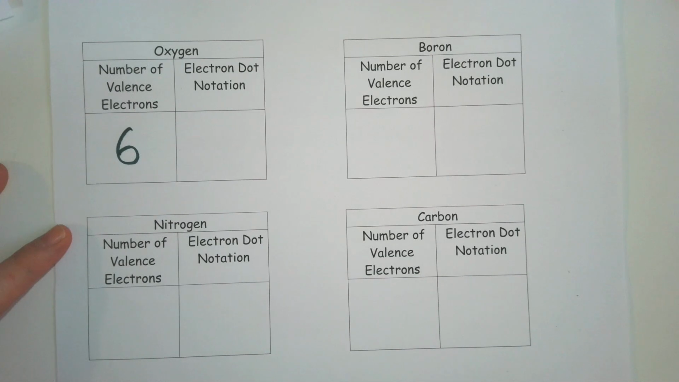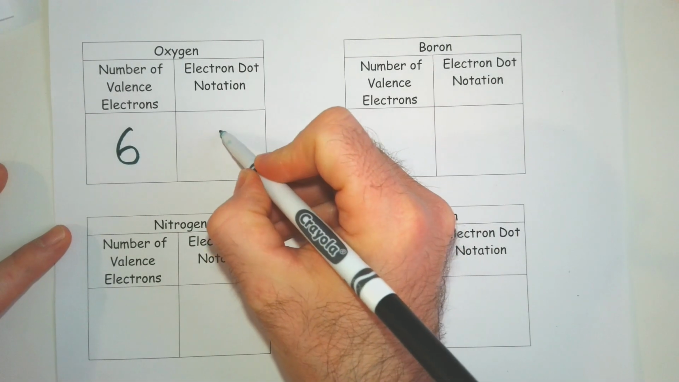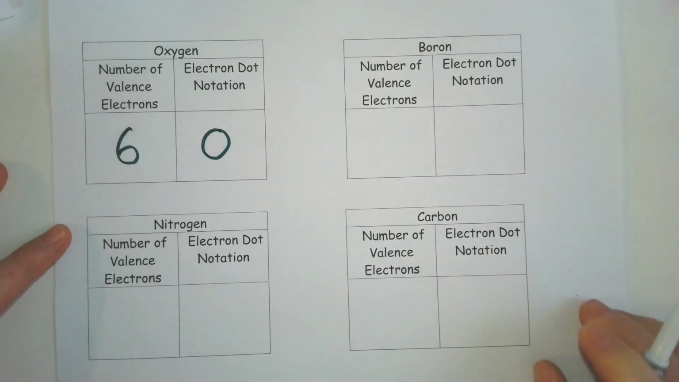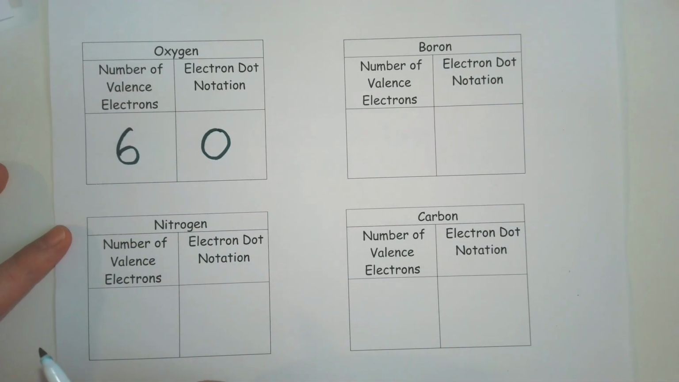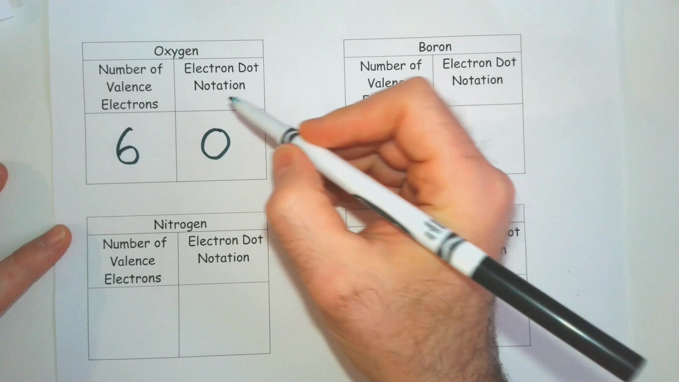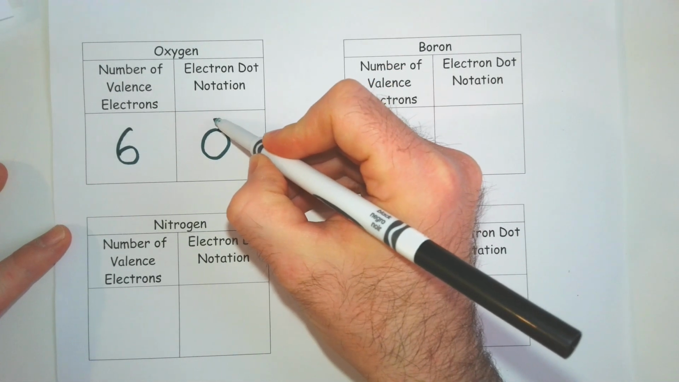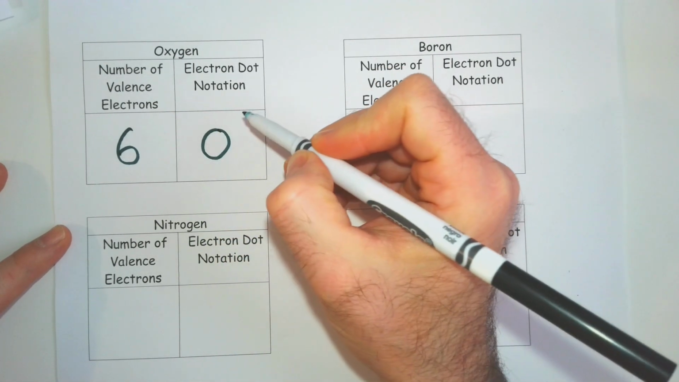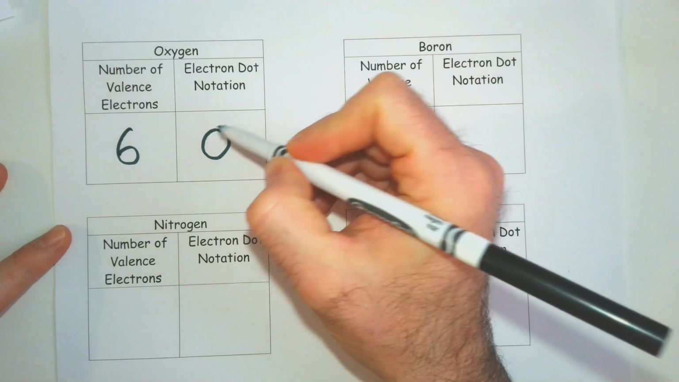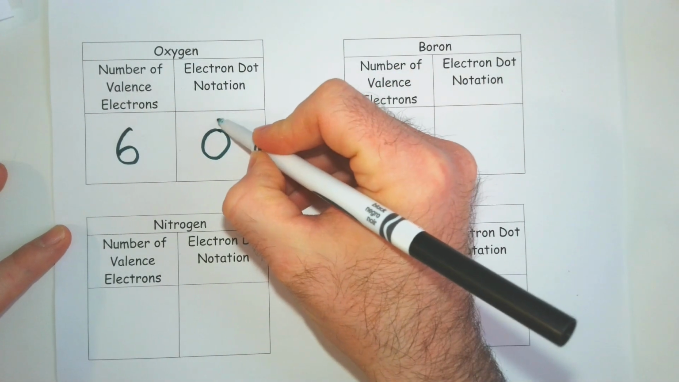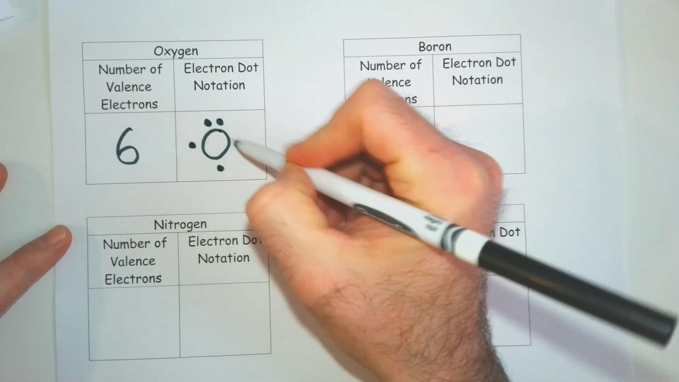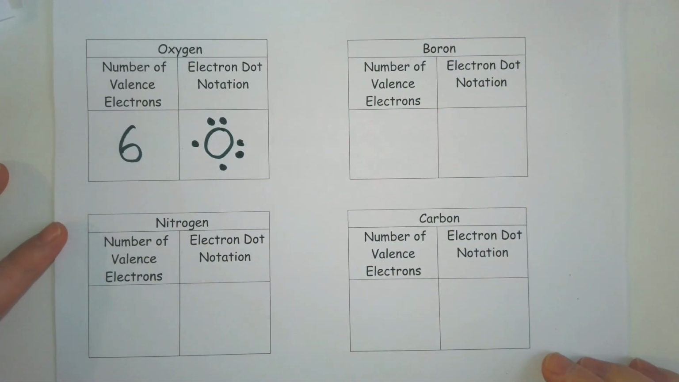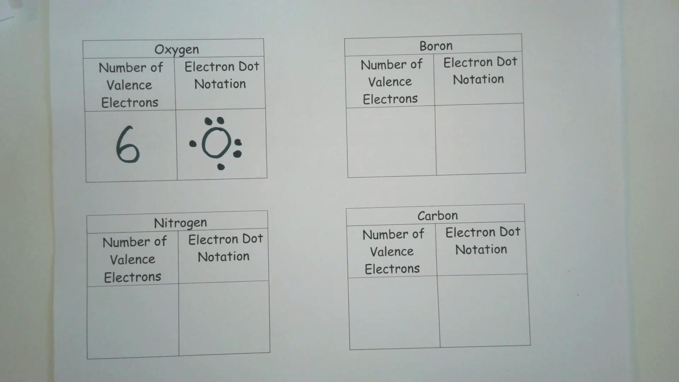I said step 1 is to write the symbol. Oxygen has a symbol of O. And step 2, determine the number of valence electrons. We just did that. It has 6, and we're going to add the dots that represent those 6 valence electrons. And we're going to keep going on around all 4 sides, and then start pairing at the 5th until we just run out. So 1, 2, 3, 4, 5, 6. And so that would be the electron dot notation of oxygen.